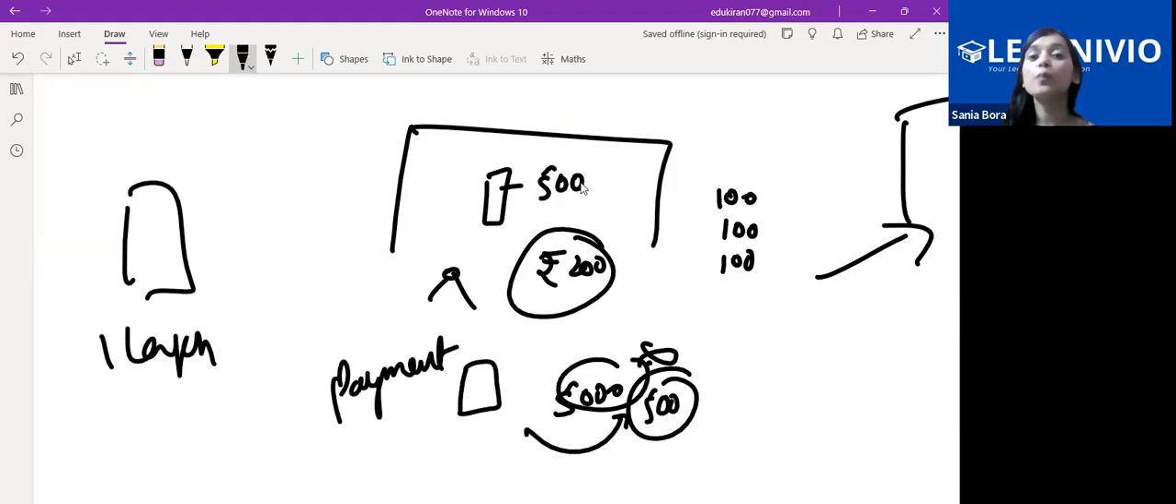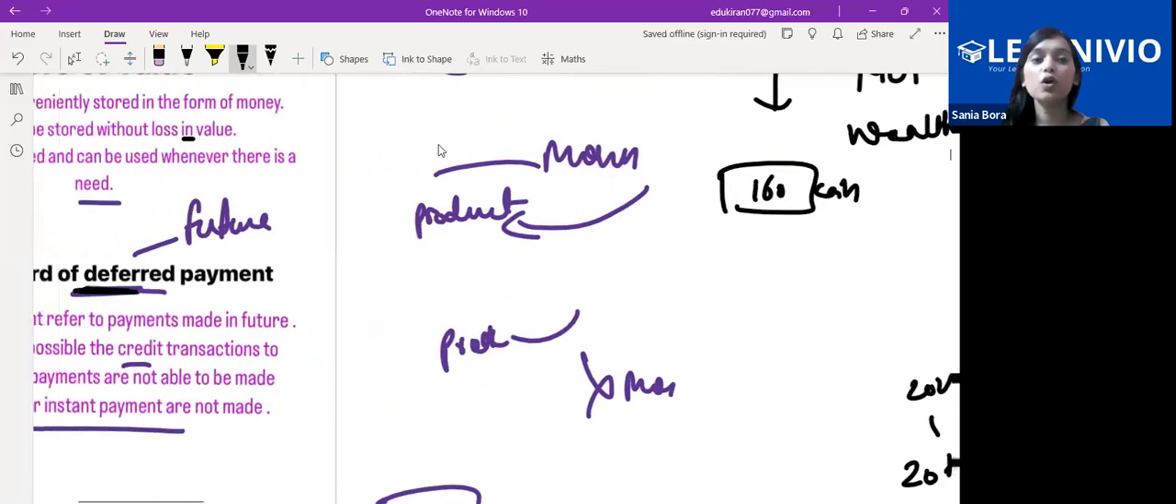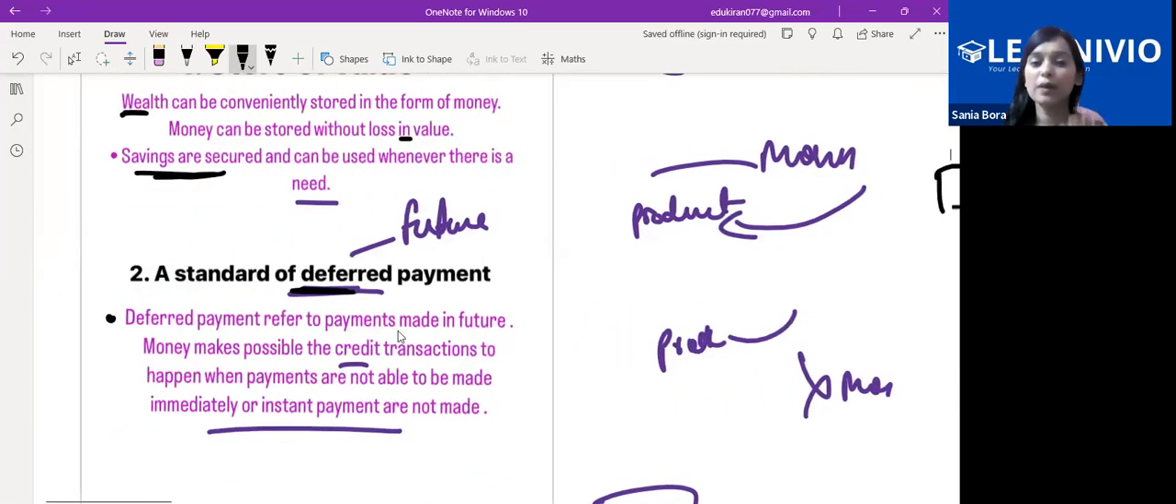But when you purchase the phone today and you are not paying the entire amount today, that is the deferred payment. Future payment. Yes, because you will be making the payment in future. That's why it's not the payment, it's the deferred payment. So, deferred payment refers to the payment made in future, right? What is deferred payment? Now, how is it possible?